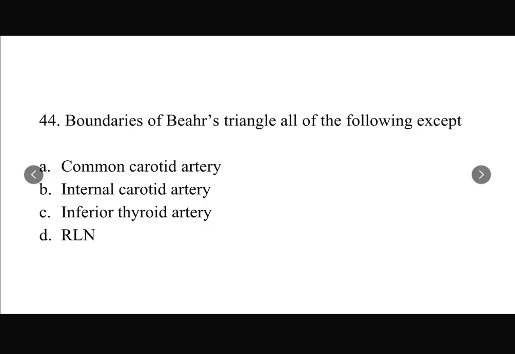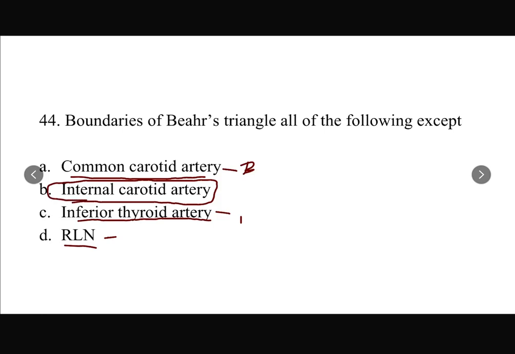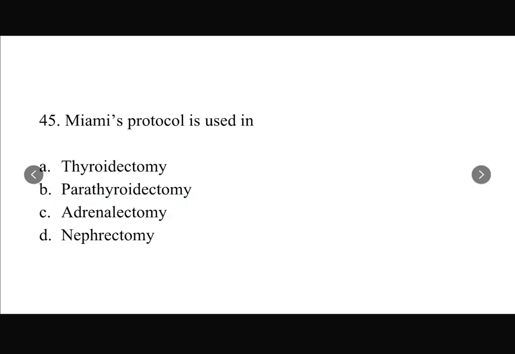Boundaries of Beahrs triangle are all of the following except. The common carotid artery forms the base, the inferior thyroid artery forms one arm, and the recurrent laryngeal nerve the other arm. So the internal carotid artery will not form Beahrs triangle.